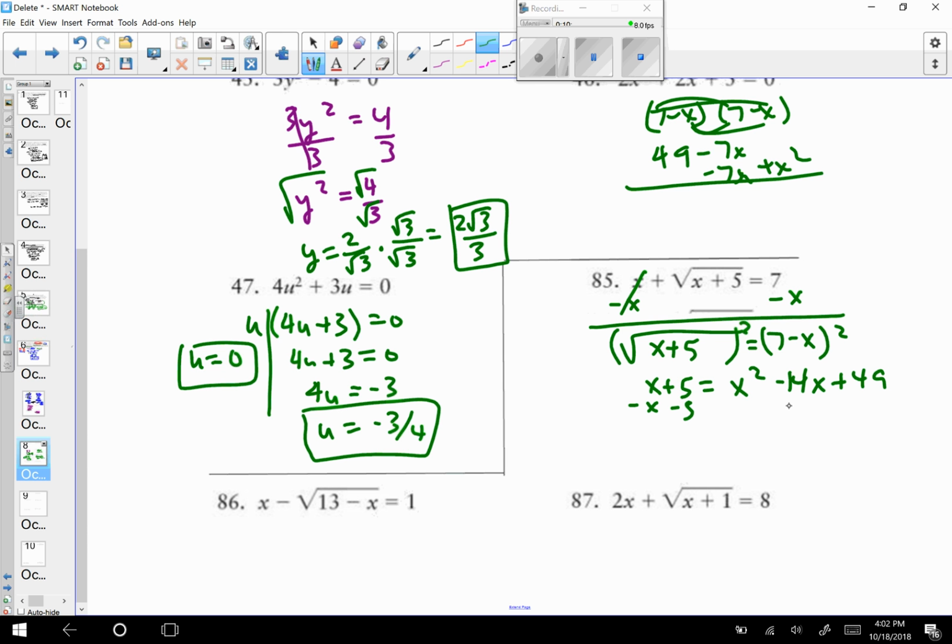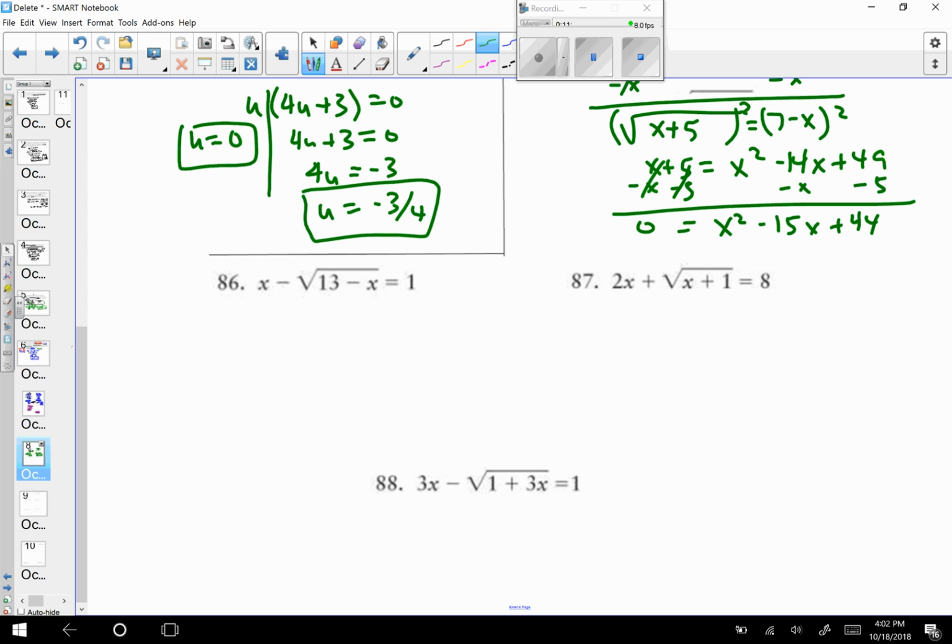Subtract x, get everything on one side, like last time, minus 5. So you're left with x squared minus 15x plus 44. And then here is where you do the quadratic formula, right? Here, I don't think I need to go through that with you. I'll do a couple of other ones just to make sure.